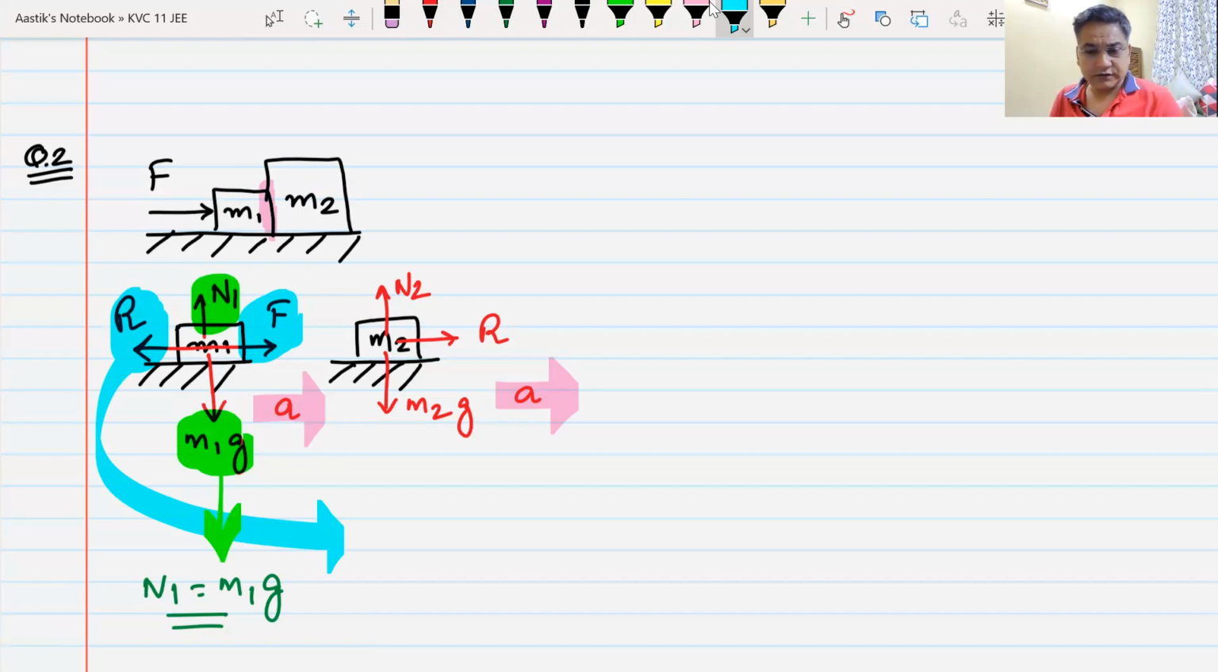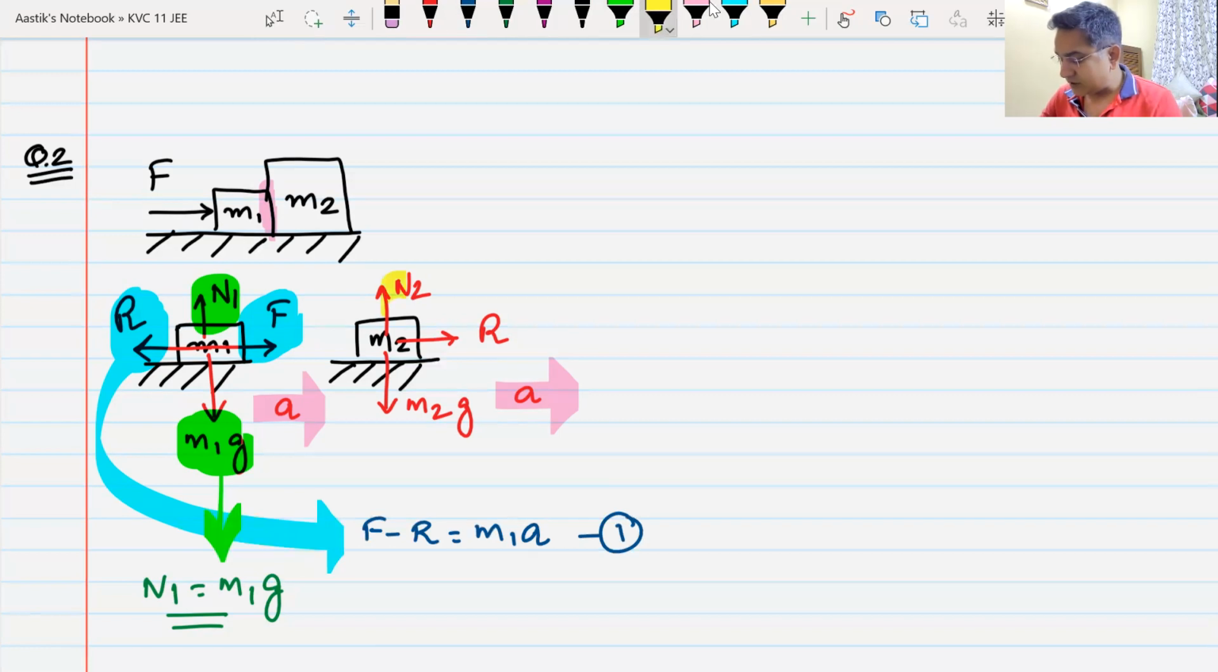F is forward, R is backward. What is the blue equation? And remember, acceleration is forward. Yes. F minus R is equal to M1A. F minus R will be equal to M1A. Let me call this equation number 1.